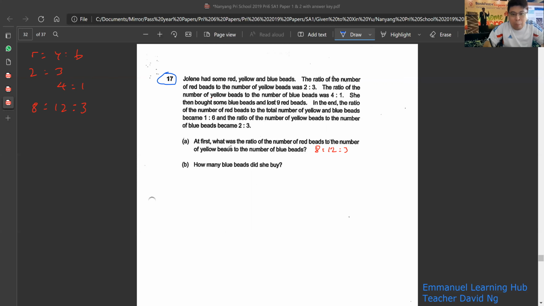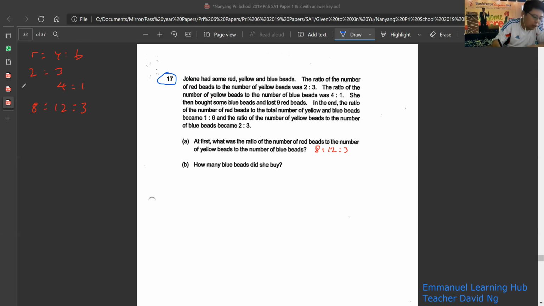They didn't tell you the total number of bits, so you cannot add up and find 1 unit. So it looks like in this question you are forced to use the ratio rather than the natural number of bits, because you don't know the total. So she bought some blue bits, lost 9 red bits. In the end, ratio of red bits to yellow and blue bits is 1 is to 6. Ratio of yellow bits to blue bits, 2 is to 3. How many blue bits did she buy?